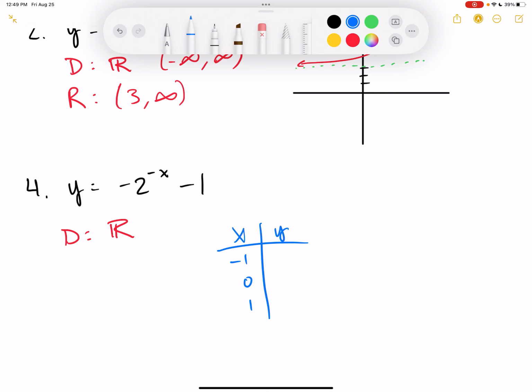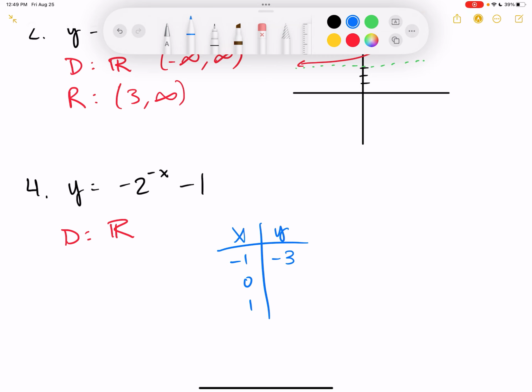So if I plug in negative 1 for x, what do I get? Negative 2 to the 1 is just negative 2, minus 1, which would be negative 3. Okay. How about if I put in 0? Then it would be 1. Minus 1.